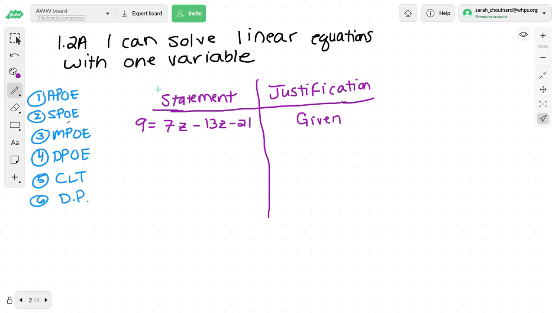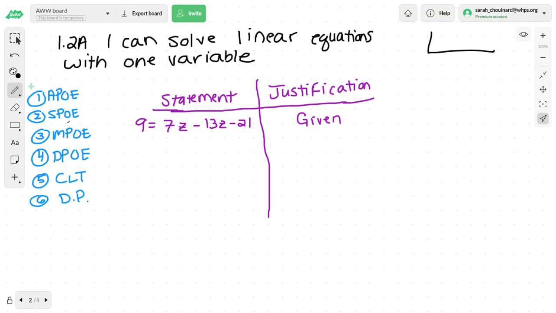All right, guys, so you don't have to write this down because we already have our I can statement in our notes, but we are continuing to solve linear equations with one variable. Please make sure that you put today's date in the corner of your notes.